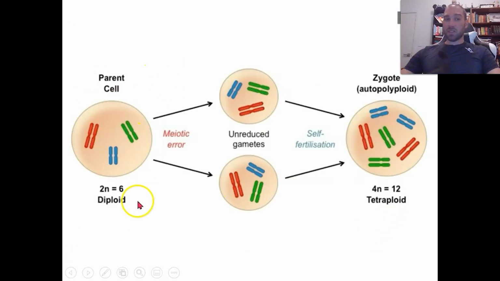So here we have our parent cell, so our diploid number is 6. We get a meiotic error where we get unreduced gametes. So what that means is that rather than going down to a haploid number of 3, our haploid number is still 6. So now when we get fertilization occurring, rather than a diploid number, we have a tetraploid number, so it's got 12. So it's got 12 chromosomes here. This could still be a viable plant that will survive and be able to have offspring.